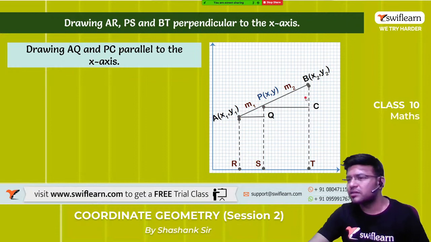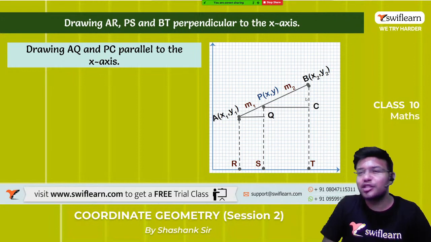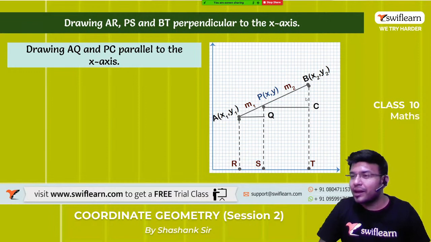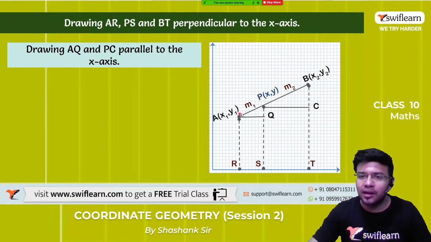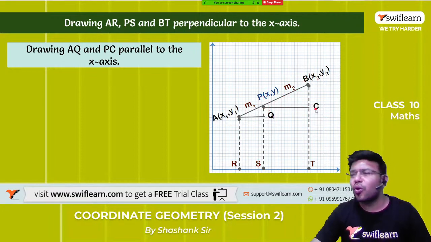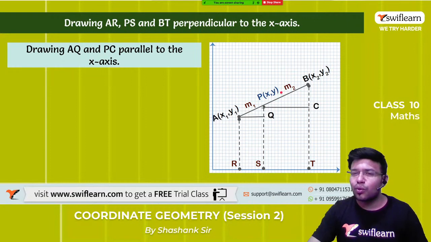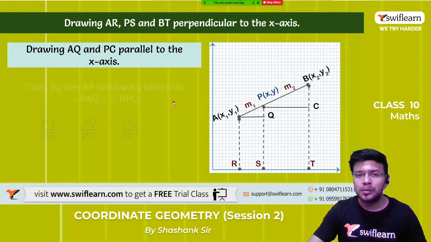Now are these triangles similar? Yes, you have studied triangles, congruency, similarity. On seeing this you can say they are similar, because by AA criterion these two triangles are similar. Angle PAQ is equal to angle BPC, and 90 degrees is there, and angle APQ. If two angles are the same, the third angle will automatically be the same. So these two triangles are similar.